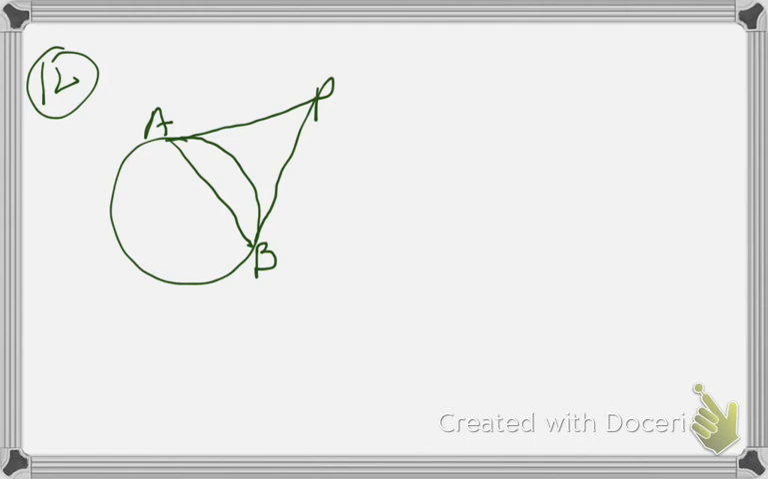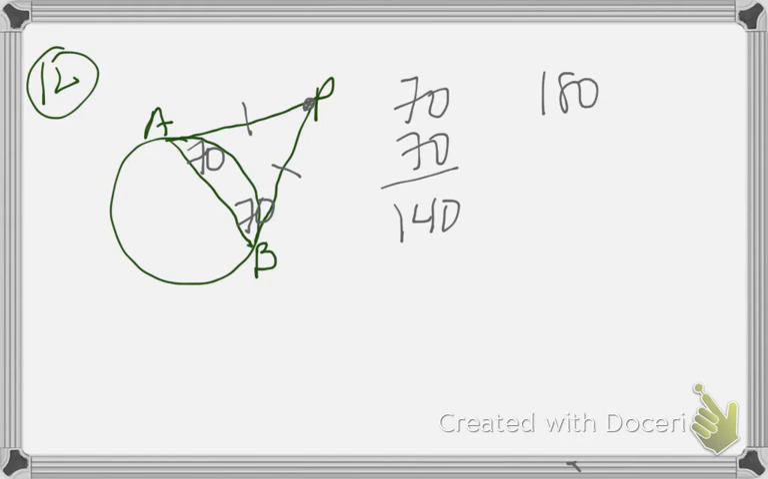Okay, for number 12, we're told that PA and PB are both tangents, so that means we know that they're equal. Angle PBA is 70, so that's this angle right here is 70. So since it's an isosceles triangle, the base angles must be the same, so that one's 70. And we need to find angle P up here. So in a triangle, the sum of the three angles is 180. So 70 plus 70 will give us 140. And then angle P has to be 180 minus 140, which is 40.